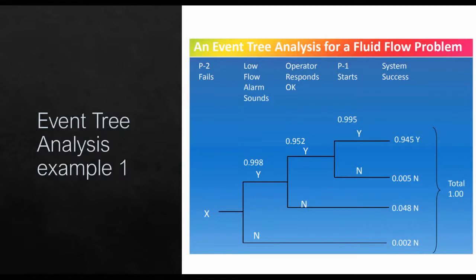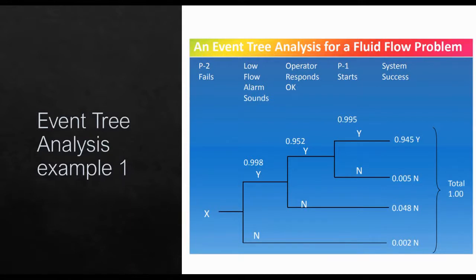Example number 1, an event tree analysis for a fluid flow problem. As we can see, the initiating event is X, which corresponds to the description P2 fails. Then the event layer, event number 1, a low flow alarm sounds. Yes or no? If yes, it is described with the number 0.998. So the no is 1 minus 0.998, equal to 0.002.